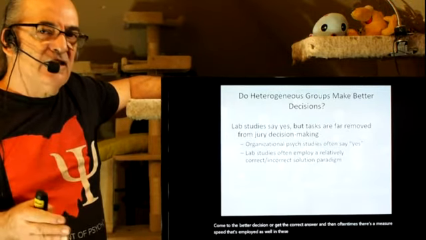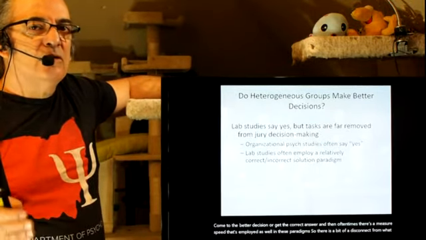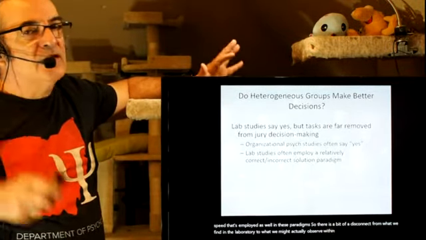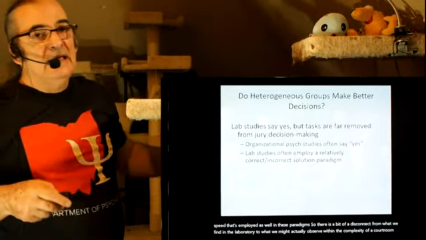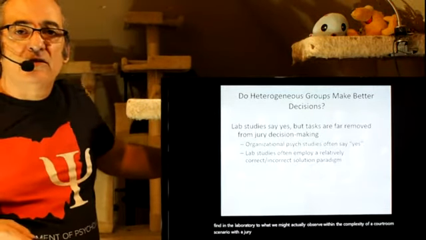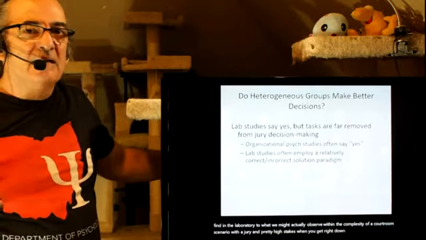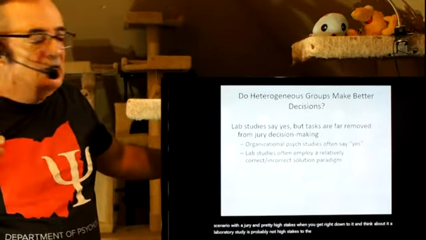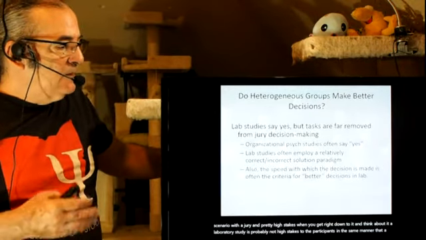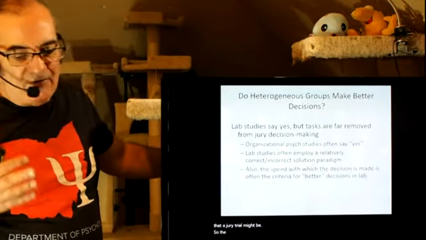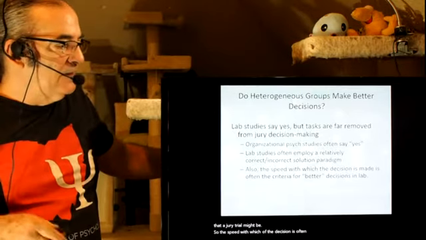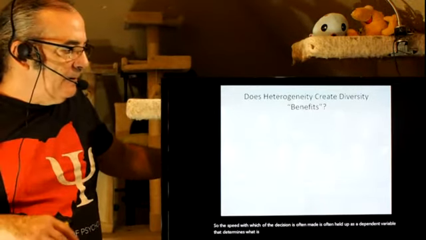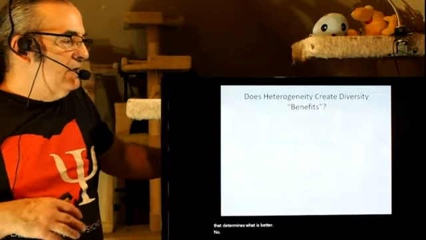So there's a bit of a disconnect from what we find in the laboratory to what we might actually observe within the complexity of a courtroom scenario with a jury, and pretty high stakes when you get right down to it. And think about it, a laboratory study is probably not high stakes to the participants in the same manner that a jury trial might be. So the speed with which the decision is often made is often held up as a dependent variable that determines what is better.